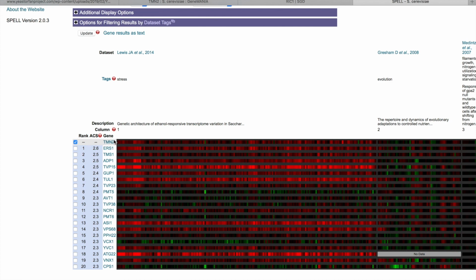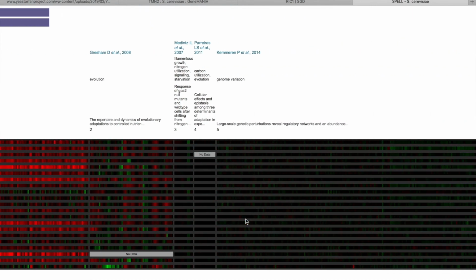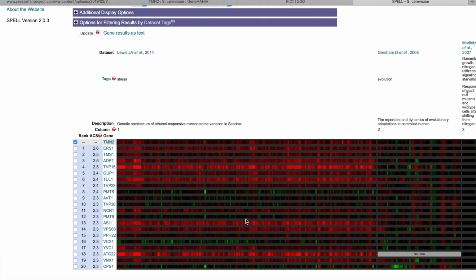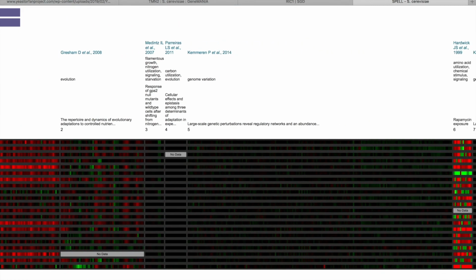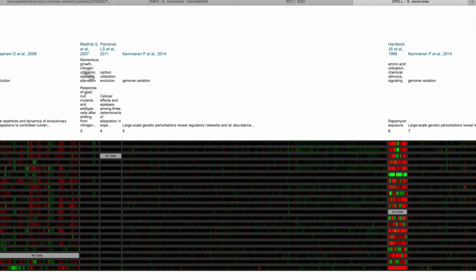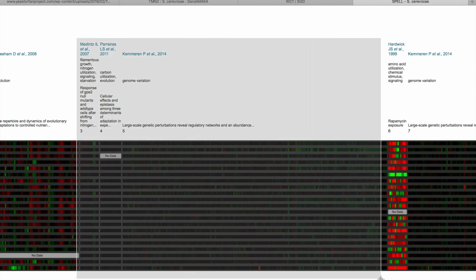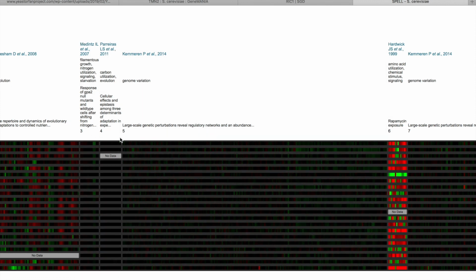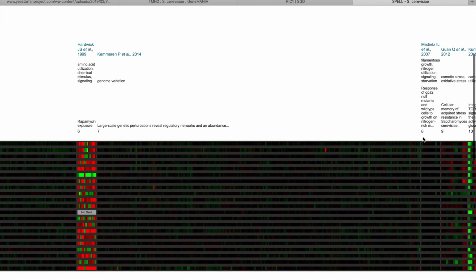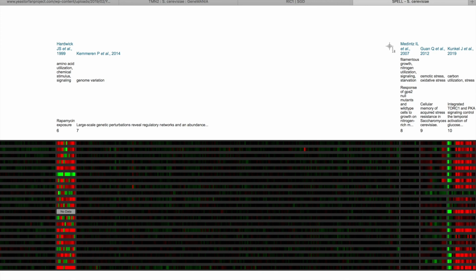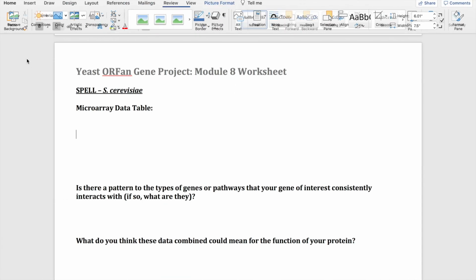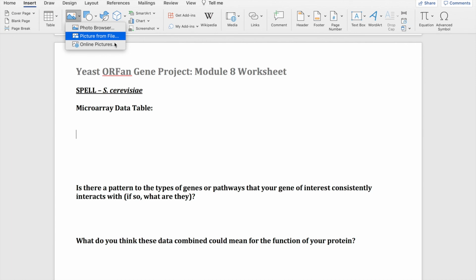So you can click on the different boxes and your gene will appear in the top corner, and then you have all of these different genes that have similar patterns in terms of interactions and what they are exposed to. So you're going to want to screenshot that and make sure that you have the numbers 3, 4, 5 included in that, because that tells you what stimuli they're being exposed to, to show how they're interacting. And then I'll place the microarray data table in the worksheet.